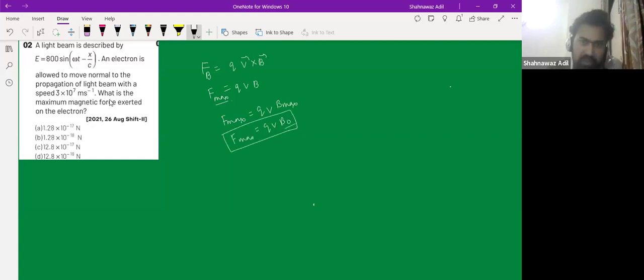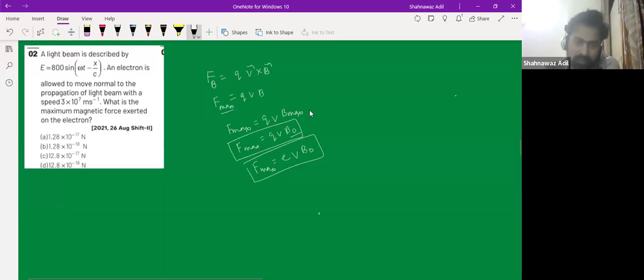So this is the thing that we have to simply calculate, right? B naught, Q is given. What is the maximum force exerted on the electron? Q is e, V is given, and B naught we have to find out. That was a simple question, a very direct question. And we had to find out this F max.